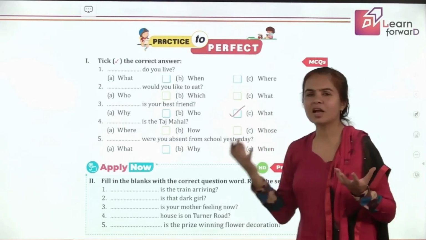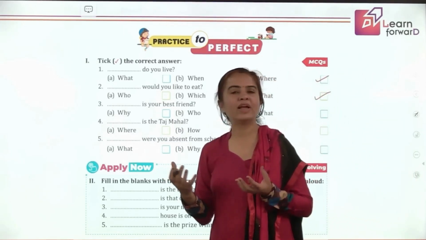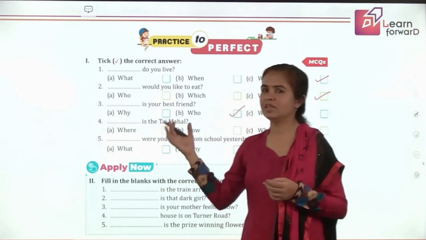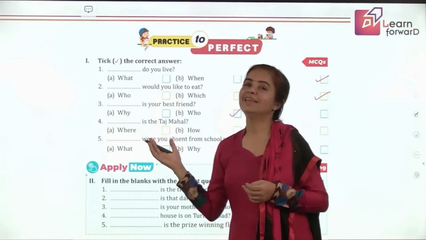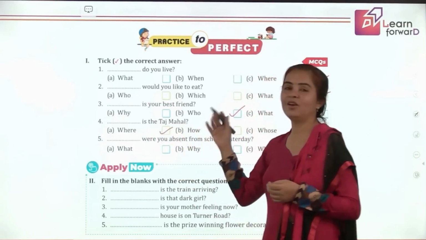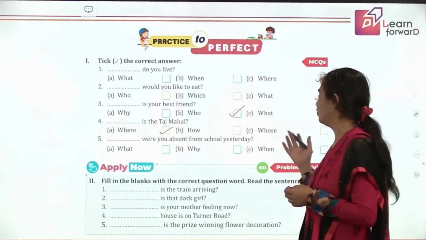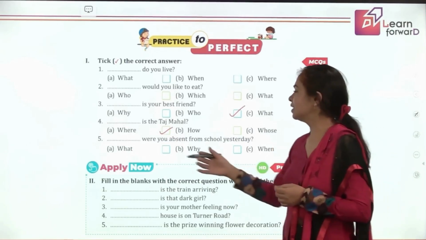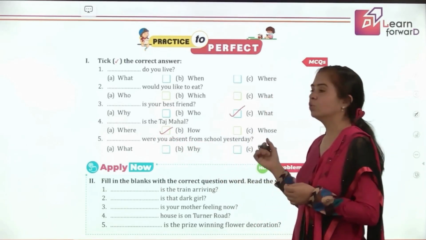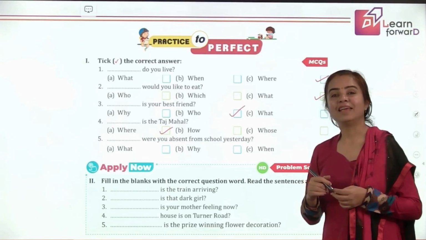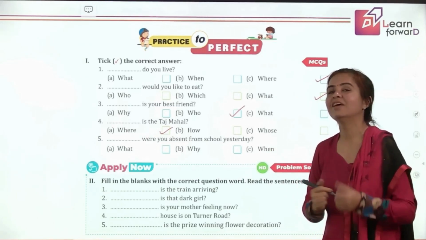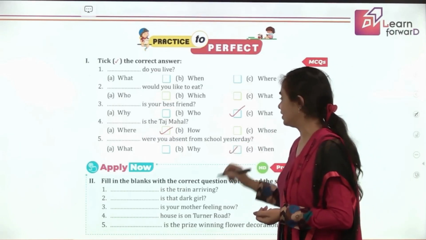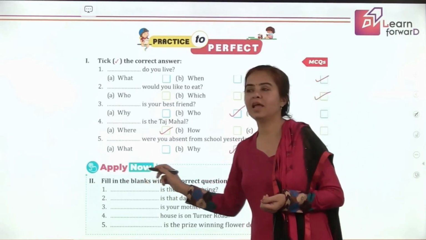We come across such questions quite often. We know we say like that only. Dash is the Taj Mahal. Yes, where is the Taj Mahal? Not how is the Taj Mahal, not whose is the Taj Mahal. Next, dash were you absent from school yesterday? Yes, the teacher asked you the reason. So the question is, why? Brilliant.